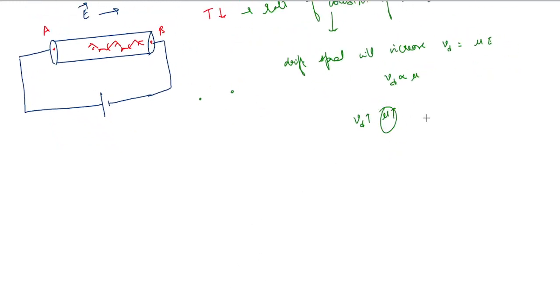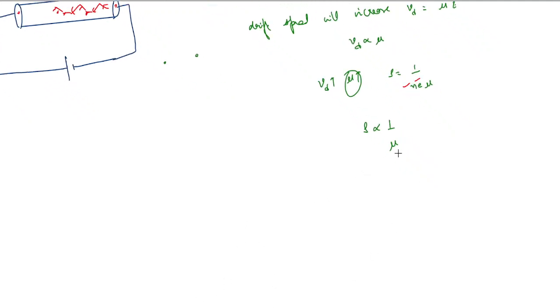this mobility and resistivity are connected, and the relationship between them is rho is equal to 1 by n e mu. Since mu increases and rho goes inversely as mobility, because for a given conductor n and e remain constant, therefore rho is proportional to 1 by mu. Since here mu is increasing, rho would decrease. So if you summarize this, we can say that as temperature is decreasing, that's what we saw earlier, rho also will decrease for conductors, or vice versa. If temperature increases, rho also will increase.